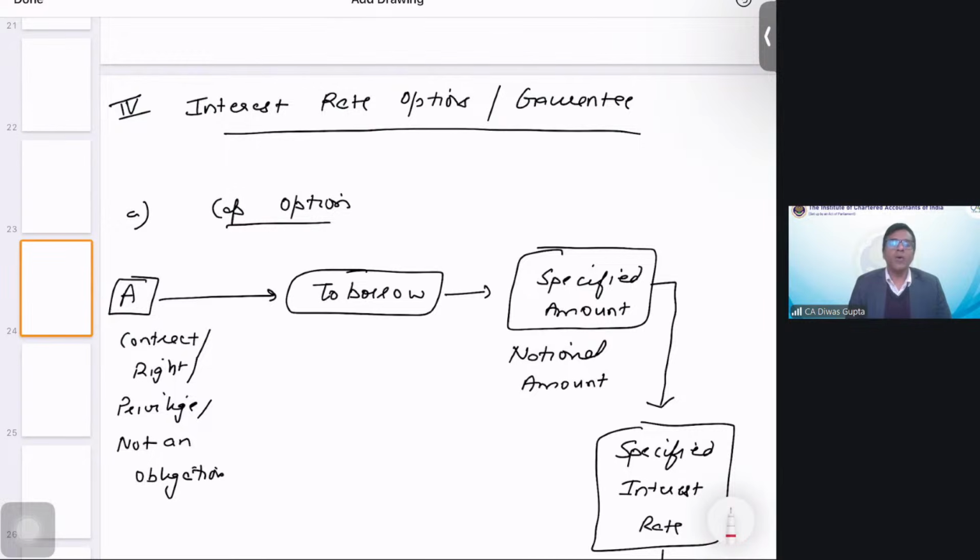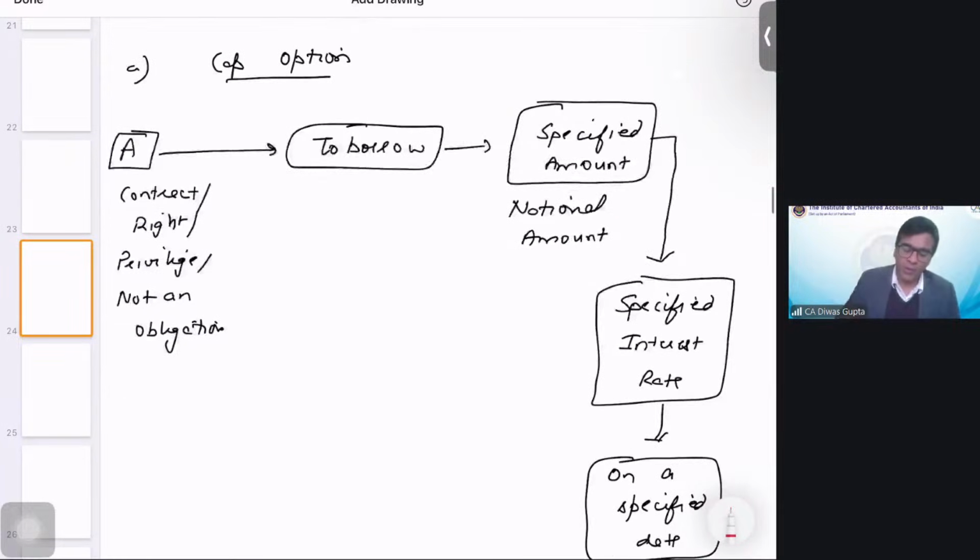Now let's talk about the interest rate option slash guarantee. Let's first of all talk about call option, students.